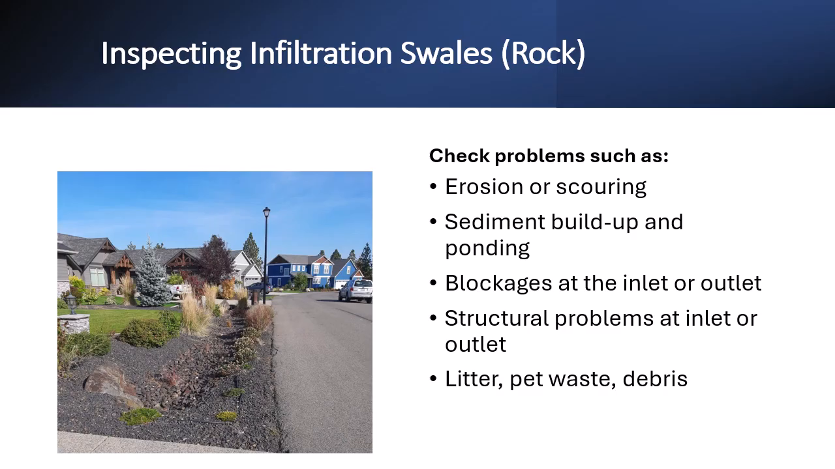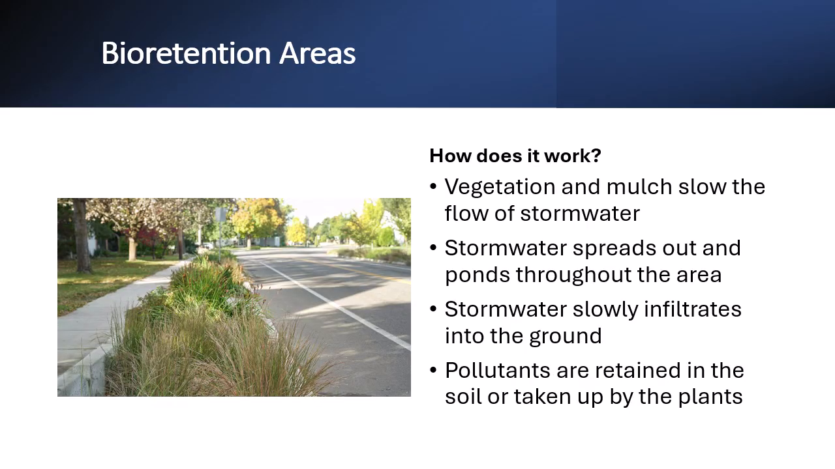For example, the outlet structure, whether a dry well or catch basin, should be 6 inches above the bottom of the swale. The swale should also be clean and free of any leaf litter, grass clippings, pet waste, or other debris or pollutants. The next stormwater feature is bioretention area.